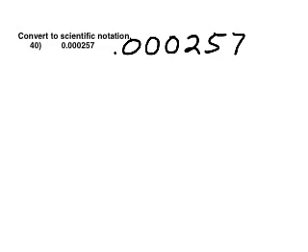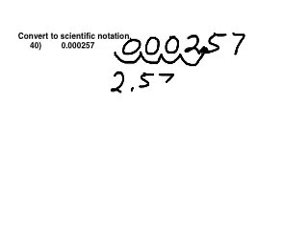0.000257. Okay, so I'm going to put this in scientific notation. 1, 2, 3, 4. The decimal point is going to go there. So it's going to be 2.57 times 10 to the negative 4th power. Because I multiplied it basically by 4 tens, I've got to take them away now by using the negative 4.